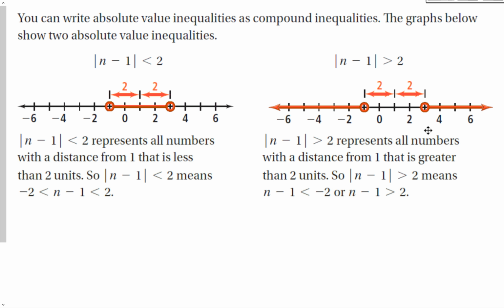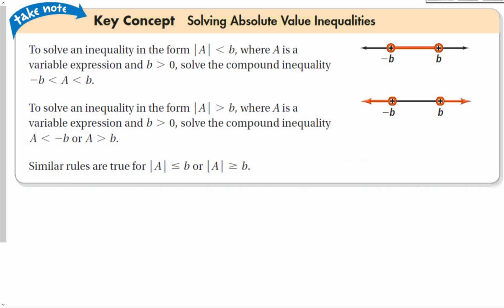So this first one on the left becomes an and inequality, a compound inequality, and this one becomes an or inequality. The left is a conjunction, the right is a disjunction. Okay? And usually when solving these, you can kind of tell because less than is going to be in between, and a greater than is going to be shooting off to both sides.